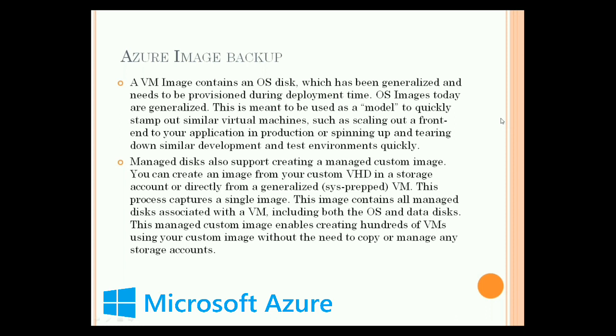Earlier we used to install the operating system with 3.5 GB or 4 GB. Nowadays in Azure, AWS, or any cloud platform, they have centralized, generalized operating systems with a quick, low-memory installation. These are used as a model to quickly stamp out similar virtual machines.